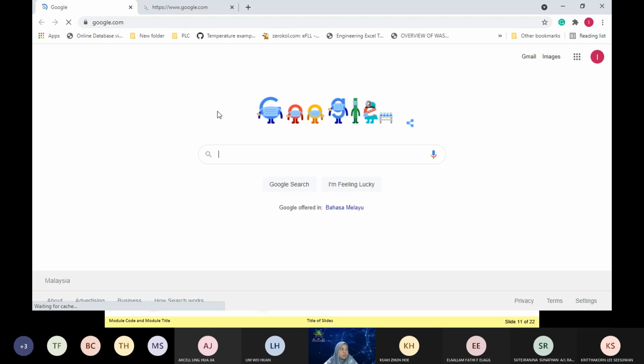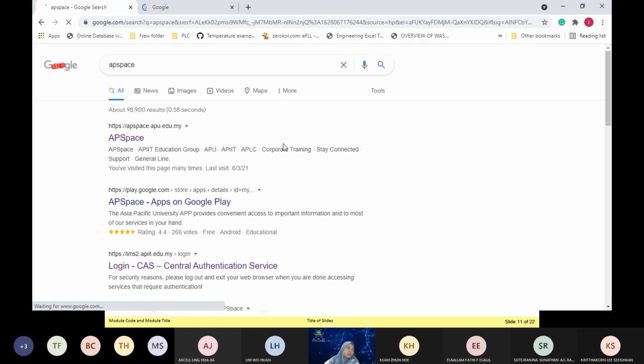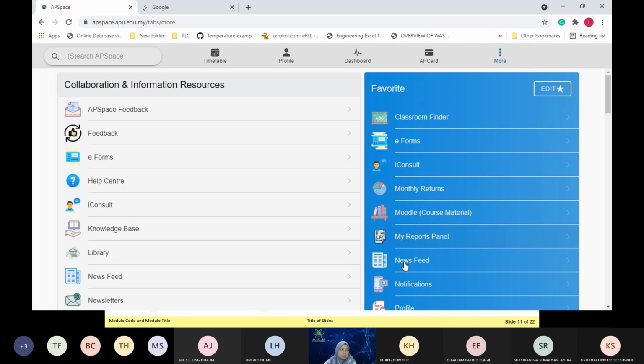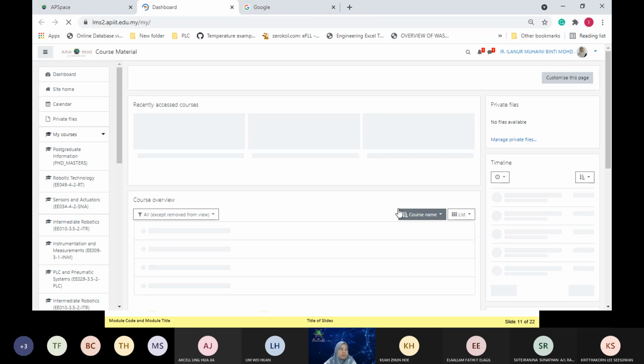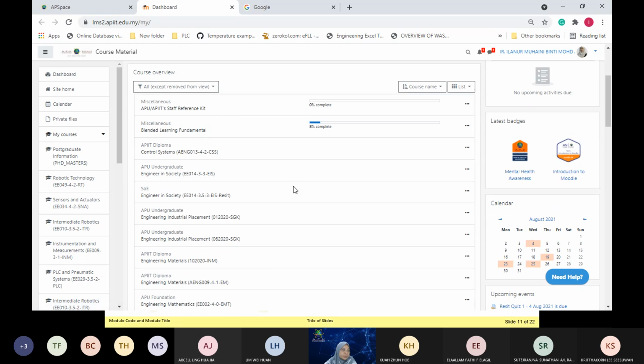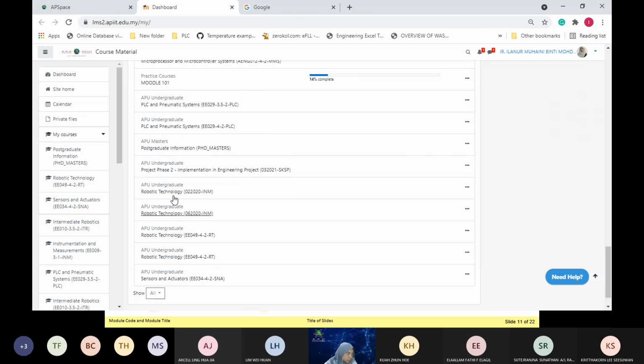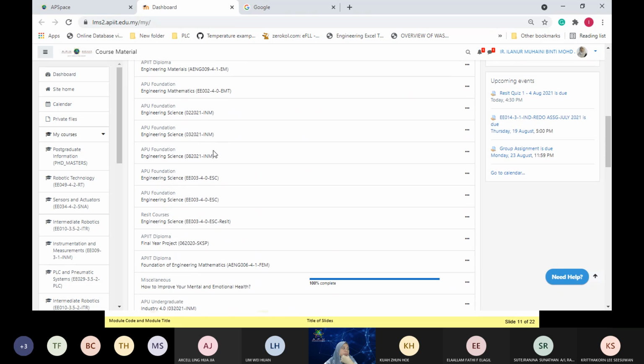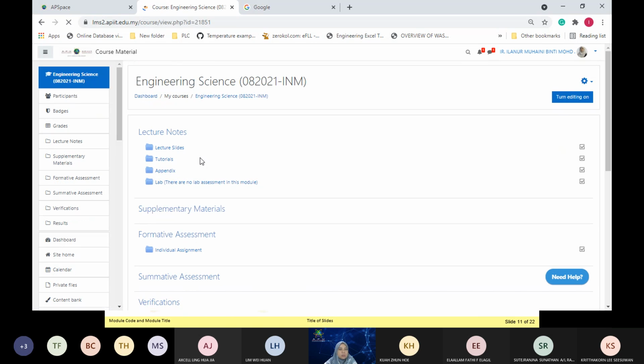Okay. For the Moodle, when you open your web space, okay, when we enter the material of the course, we will enter Moodle. Okay. Nowadays, they don't use the cohort. Now they use the month. So yours will be, when you open, Engineering Science 08-2020-INM. INM is my short form in the APU. Okay. It comes from Ilanur Muhaini, INM.